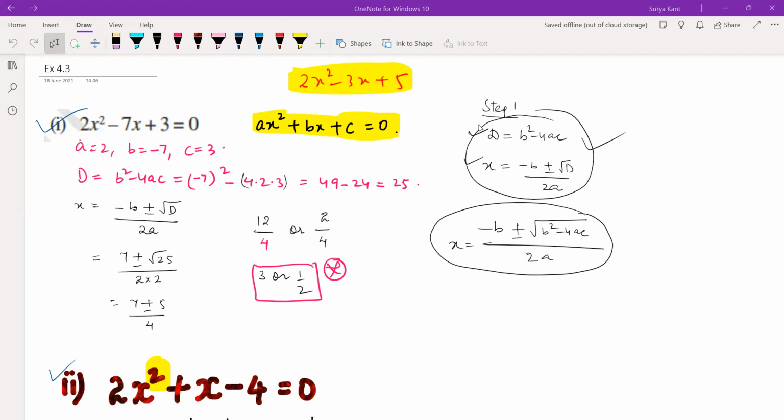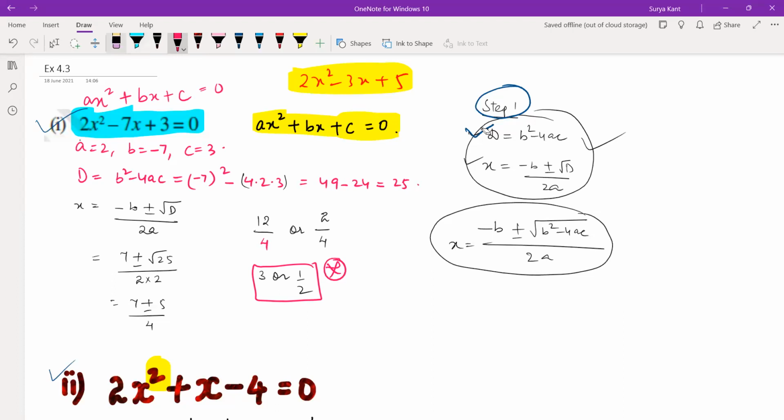If we can't find the roots, I told you this formula previously. If we can't find the roots, there are 2 steps to find the value of x. First, we should find D. D is equal to b square minus 4ac. So what is a, what is b, what is c? We are comparing this equation with ax square plus bx plus c is equal to 0.